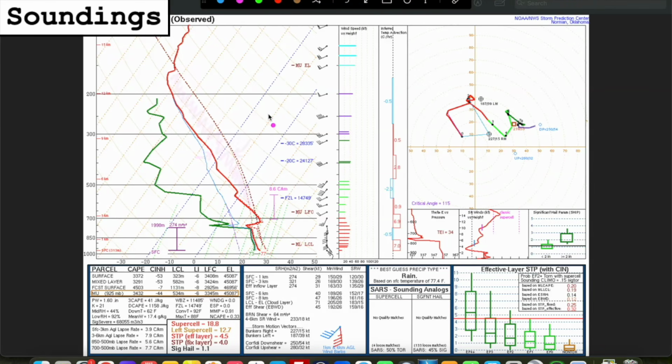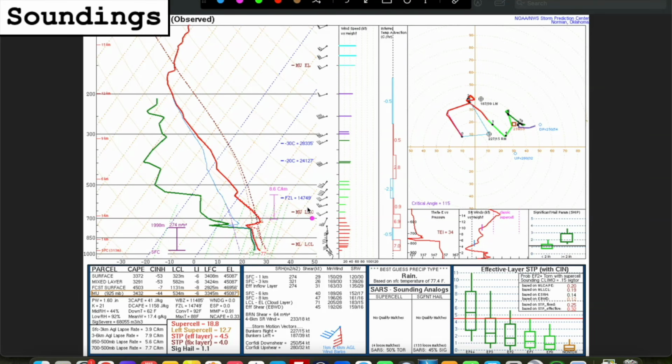When the parcel trace is to the left of the temperature profile, like you see right in there, that is some semblance of capping. That means that the parcel is colder than its surrounding environment and therefore will not be able to rise on its own. For severe weather, we want there to be instability throughout the entire atmosphere.